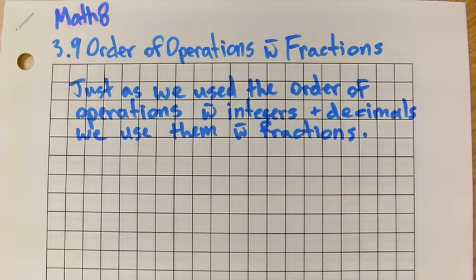So just as we used order of operations with integers and decimals, we use them also with fractions in the same way. So we're going to use what we've learned this unit, the different methods to add, subtract, divide, and multiply fractions. And we're going to do those maybe within brackets or in certain orders based on the order of operations. So let's review what the order of operations are.